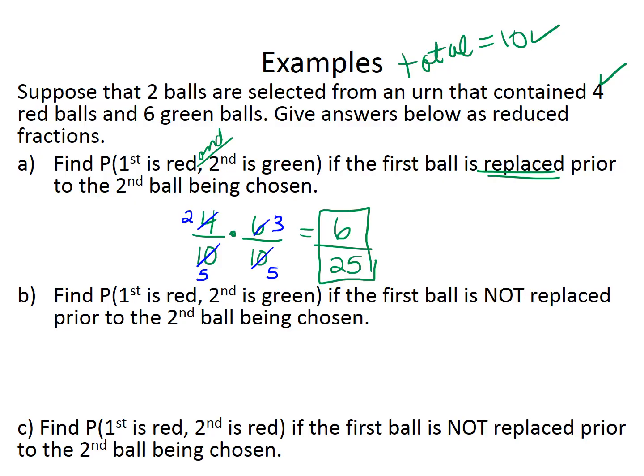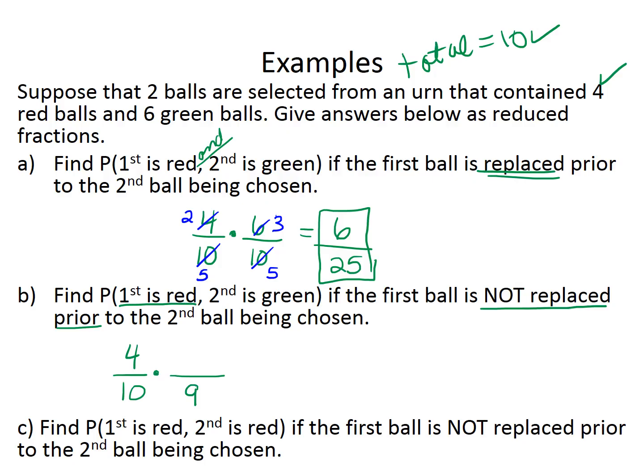The second one says find the probability the first is red and the second is green if the first ball is not replaced prior to the second ball being chosen. So the probability the first is red is still 4 out of 10 balls are red. But if you don't replace the first ball, you have 9 balls left, right?